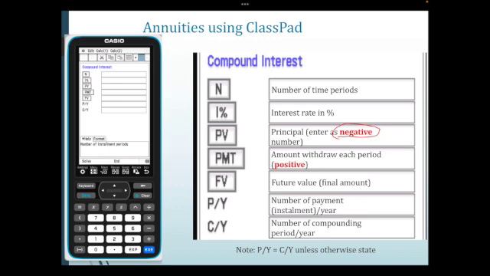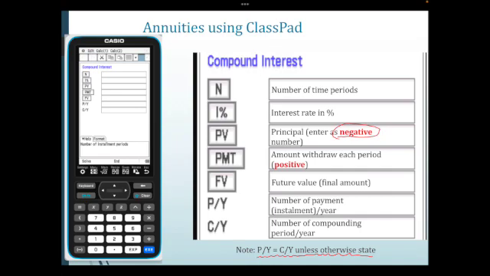The amount withdrawn from each period, because we are withdrawing from the bank, is positive. Future value is the final amount. So PY is the number of payments or installments per year, and CY is the number of compounding periods. Note, PY equals CY unless otherwise stated.